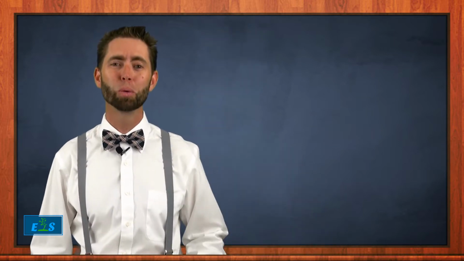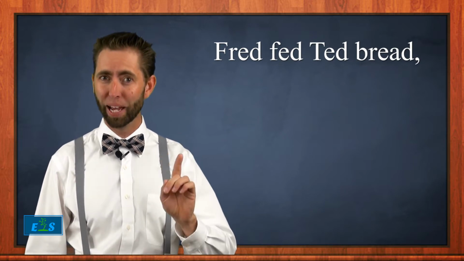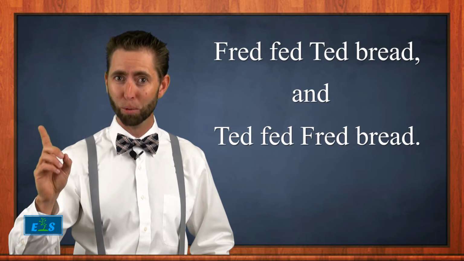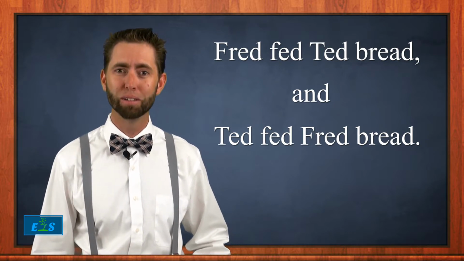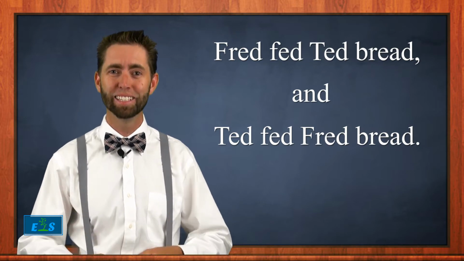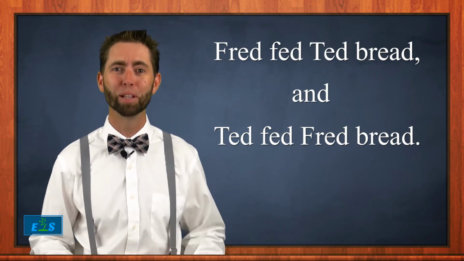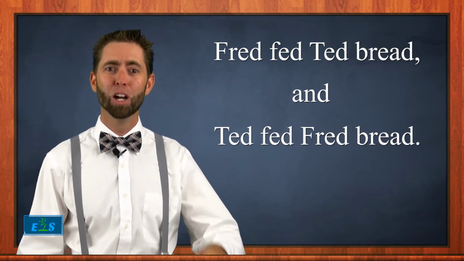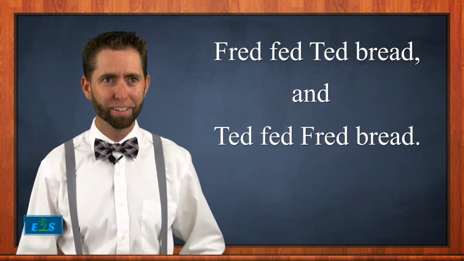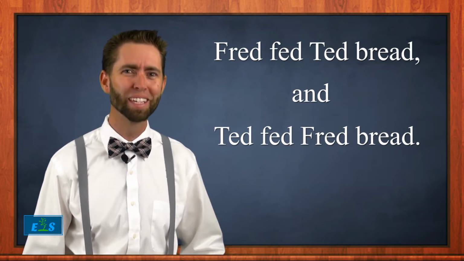So our first tongue twister is: Fred fed Ted bread and Ted fed Fred bread. Now you can imagine when you say this quickly, it's very easy to get stumbled in your speech. It's very easy to stumble in it. For example, Fred fed Ted bread and Ted fed Fred bread. Yeah, I think that's how it goes.